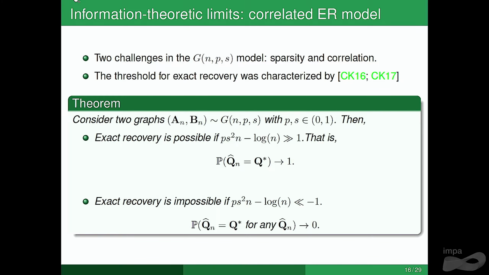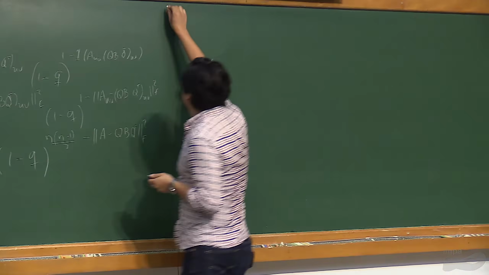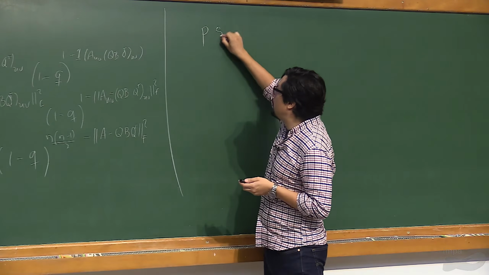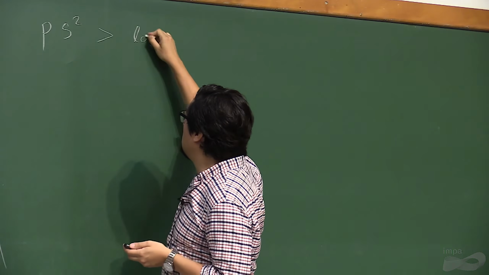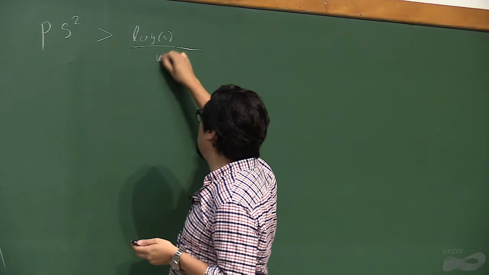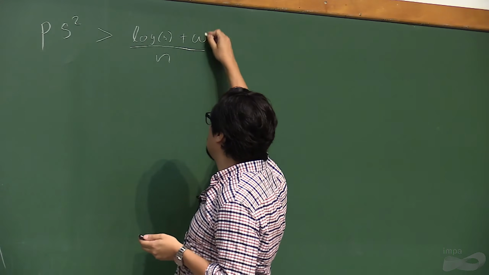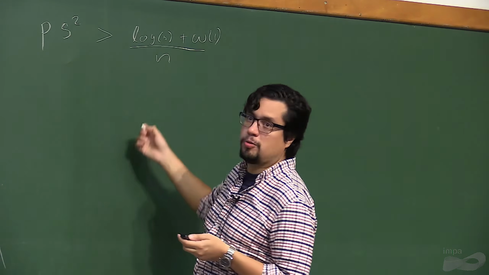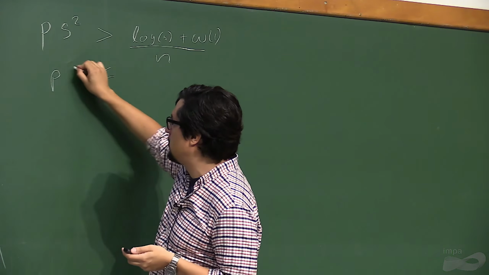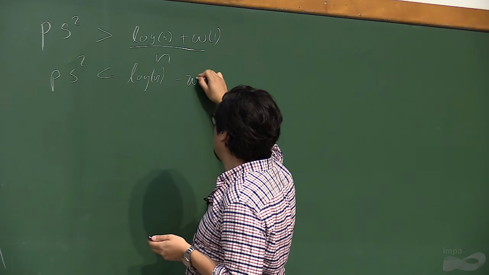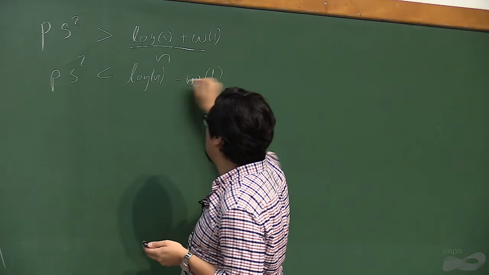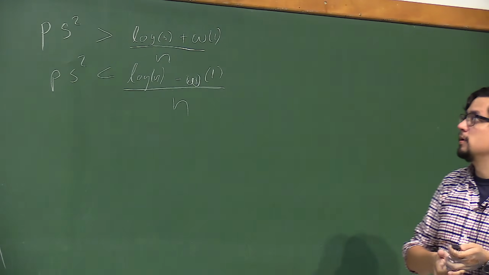Another way of looking at this result is saying that if P times S squared is greater than log n over n plus some small constant, then we're going to be able to solve the problem. And if this is not the case, then the problem is not solvable.